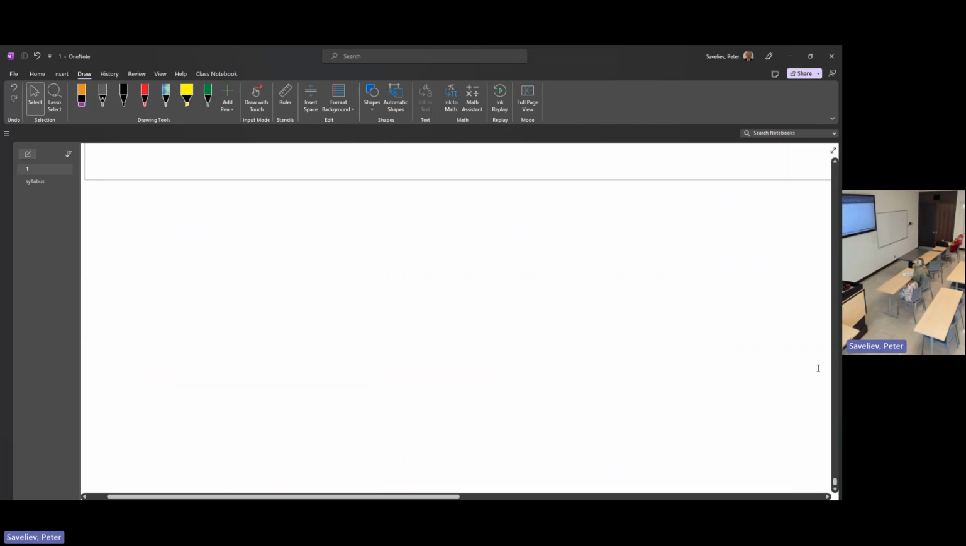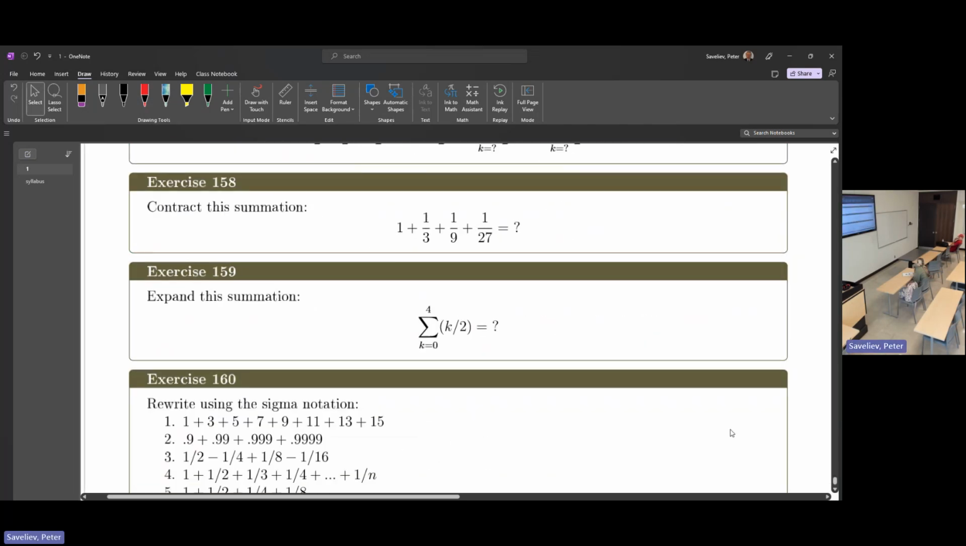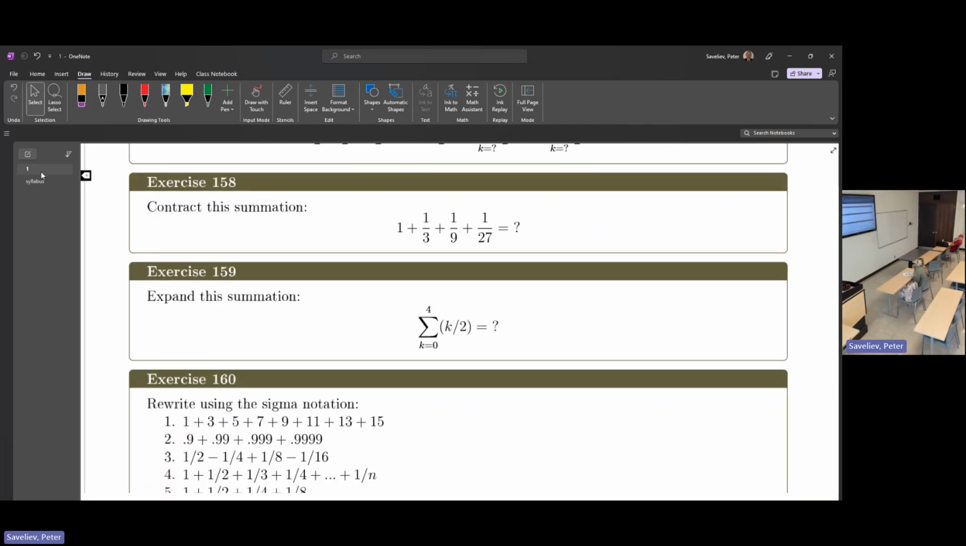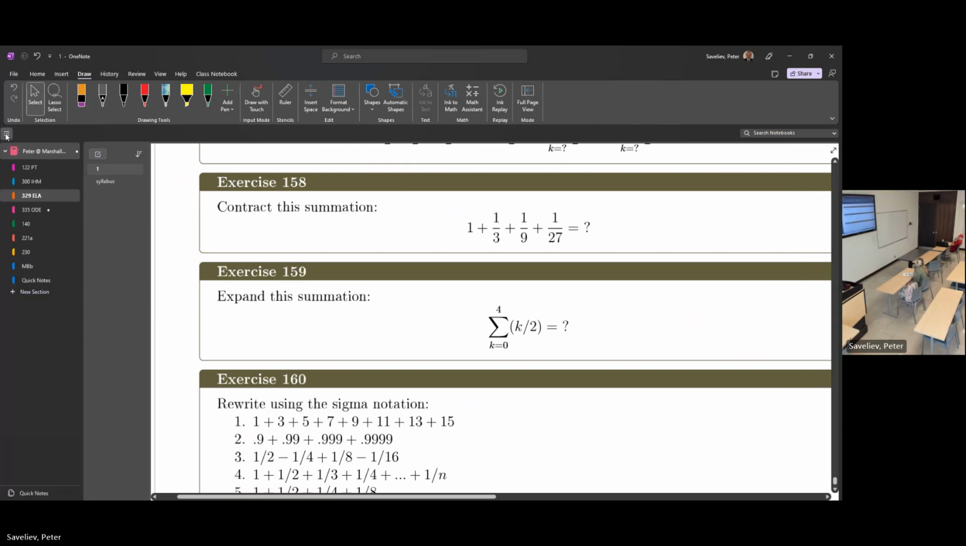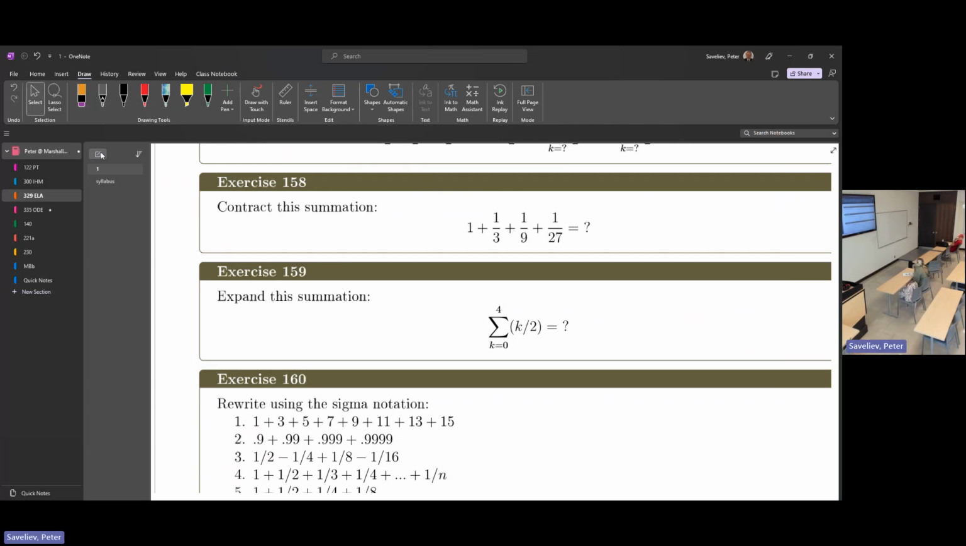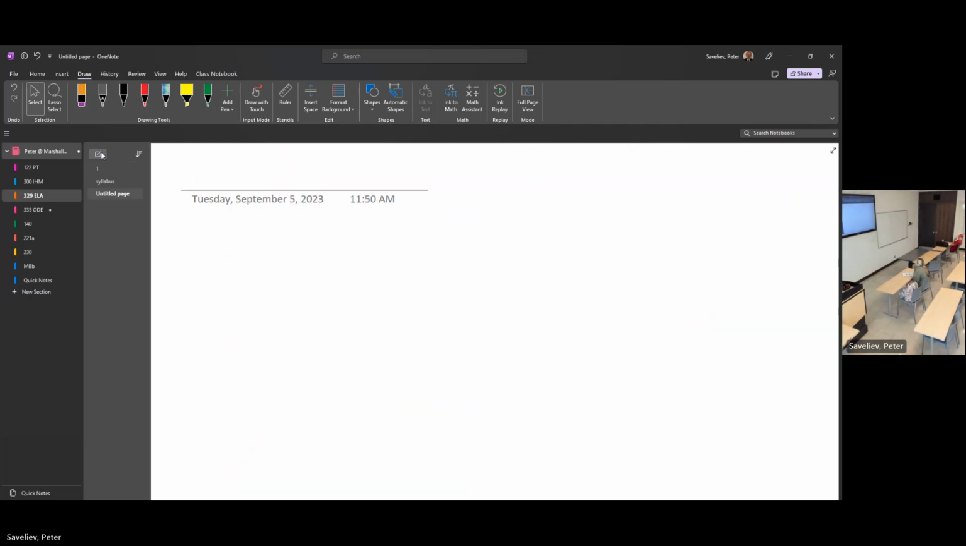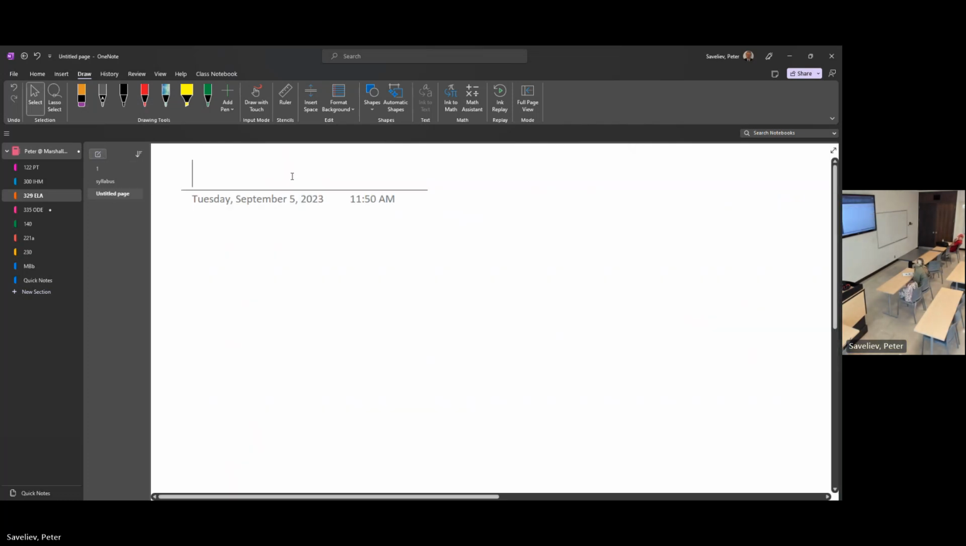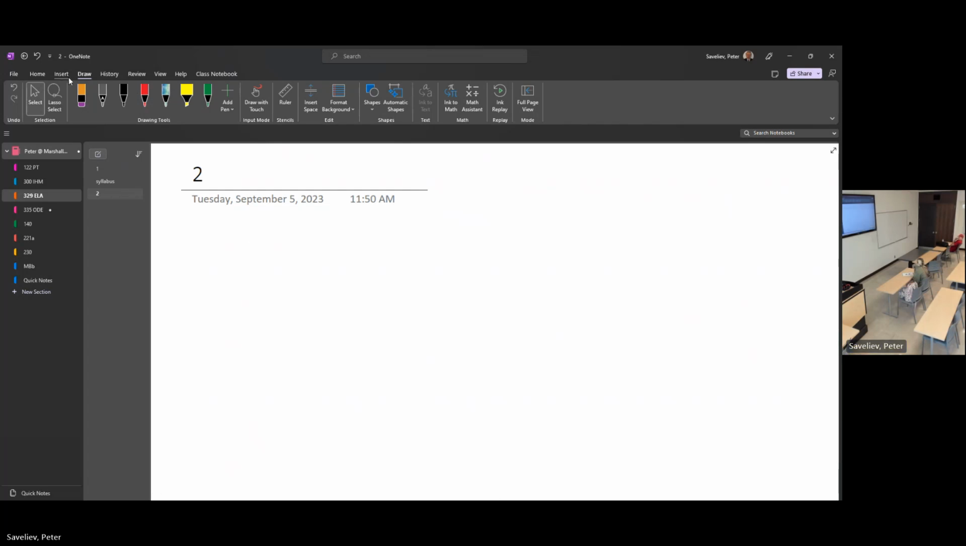Okay, sigma notation. Oh, yeah, okay. Give me a minute. I just got to insert something.